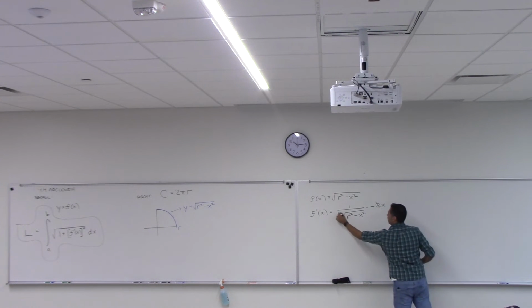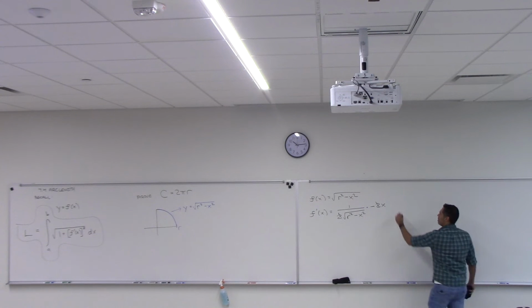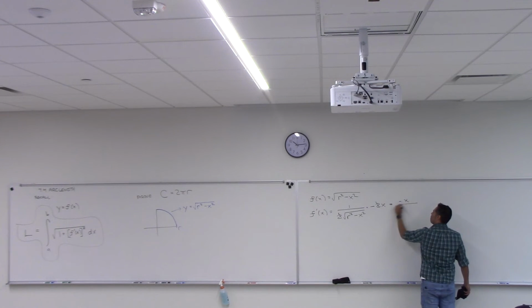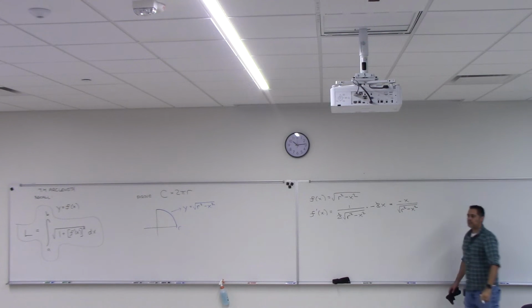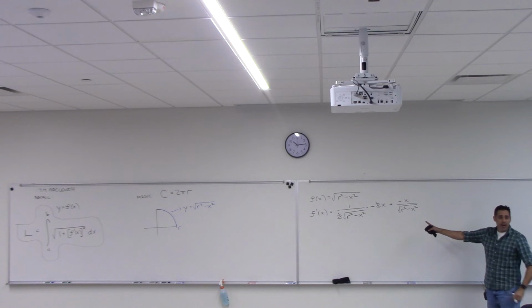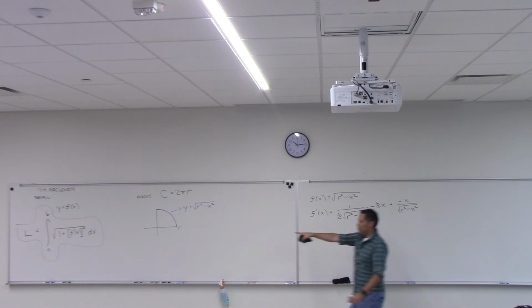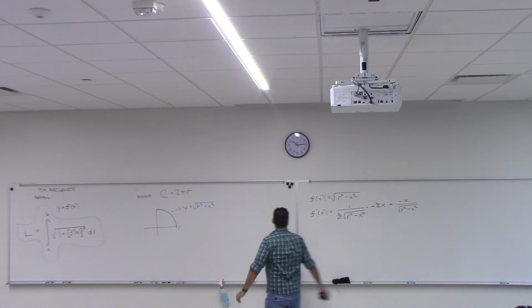The 2's go away. So this is really just negative x over the square root of r squared minus x squared. Yes? Okay. We need to square that now, right? In the formula, we need to square it. Let's square that over here.